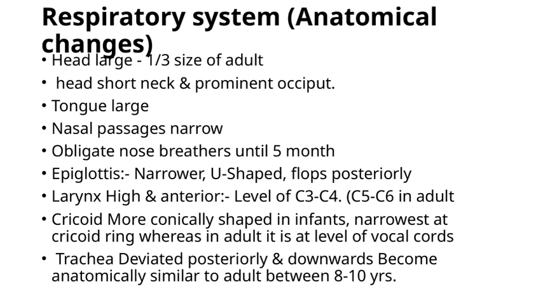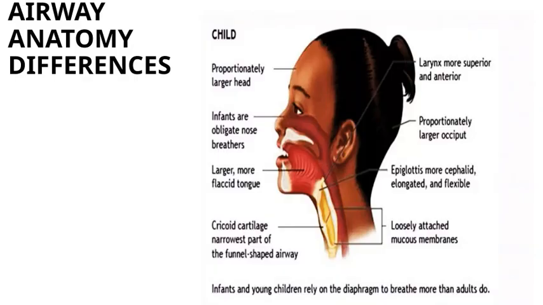The cricoid cartilage, which is part of the larynx, is more conical in infants and is narrowest at the cricoid ring. In adults, the narrowest part of the airway is at the level of the vocal cords. The trachea in infants tends to deviate posteriorly and downward. It gradually becomes more similar to the adult anatomy, typically between 8 to 10 years of age. Understanding these differences is key because they influence how we manage airway patency and ventilation in infants, especially in clinical settings. Let's take a closer look at airway anatomy differences.